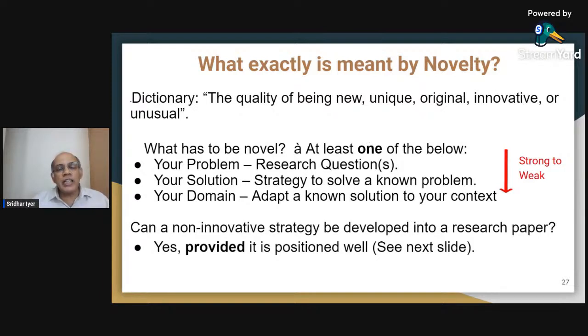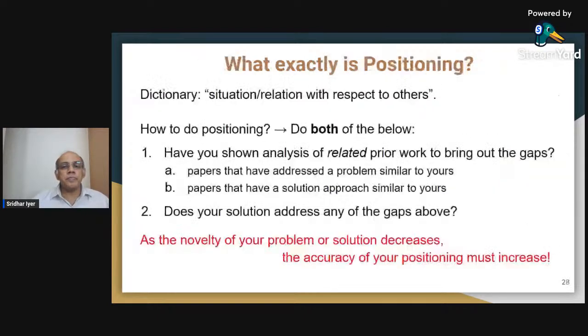Okay, so from novelty, now we are moving to the idea of positioning. What I've done is not entirely novel, but if I'm able to position it well, it may still be a useful research contribution. So what exactly is positioning? Positioning means this question: have you shown analysis of related prior work to bring out the gaps? It's basically with respect to others.